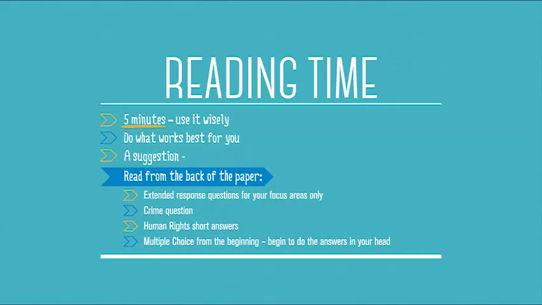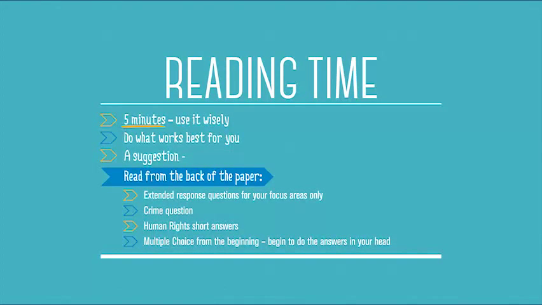So the first thing you do is that you read your focus area questions, your extended response questions from the options. So my students would turn to the back of the paper. They would read both of the world order questions and decide which one they're doing. They would flick through to the family section. They would read both of the family questions and decide which one of those they're going to do. Then they would read the crime question. Then I encourage them to read the human rights questions, the short answer questions, and then I encourage them to go to the front of the paper and begin by reading the multiple choice questions and to start doing the multiple choice questions in their head.